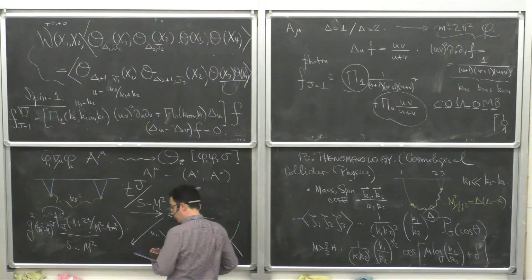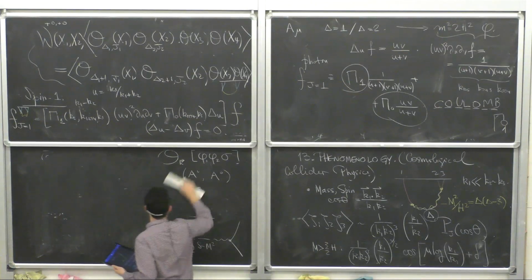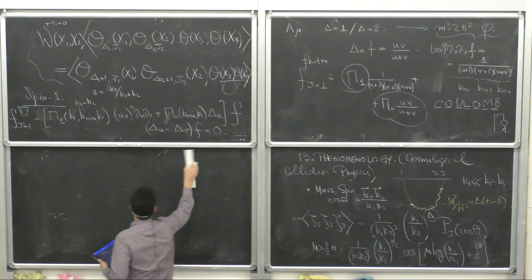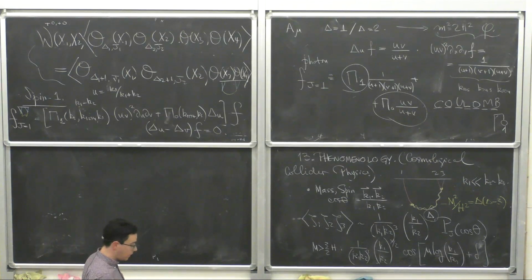So this is how you do spectroscopy for mass and spin. This you can more or less read off from the analytic answer in de Sitter space.